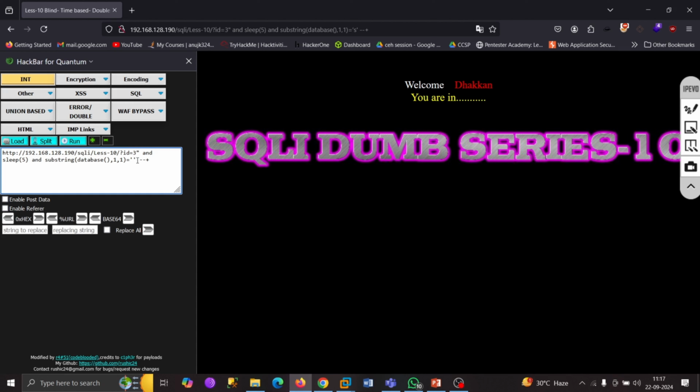So similarly, without wasting our time, if I put the second letter of the first database and run it, again it went for 5 seconds of loading time. That means the second letter of the database name is E. What if I put over here 3 and then change it to C? What happened? Again, it went for 5 seconds of loading time. Observe this response. Got it? This is blind time-based SQL injection.